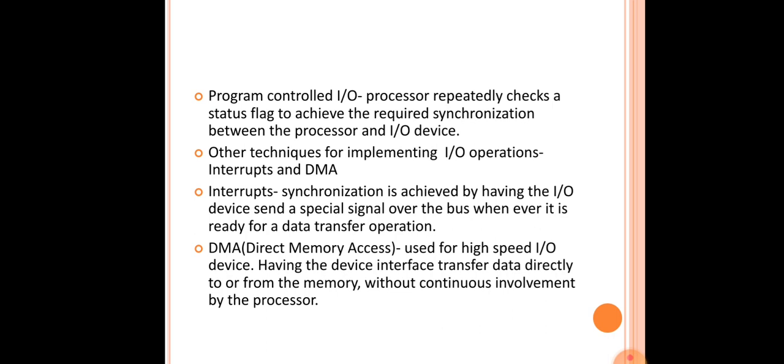Here, in order to achieve the synchronization between the processor and the I/O device, the processor repeatedly checks the status flag of the device. That means to check whether the device is ready or not, the processor itself needs to check the status flag. That type of process is called program controlled I/O.